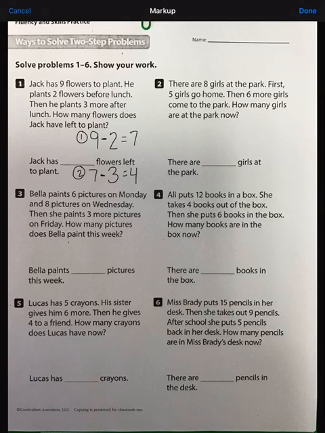So for this problem, both equations were a subtraction problem. Okay, I started off with 9 flowers to plant. He started planting 2 of them, so I would take the 2 away from the 9. Then he planted 3 more, so I would take 3 away from my 7. And he has 4 more flowers left to plant. Okay, so 4 would be the answer.